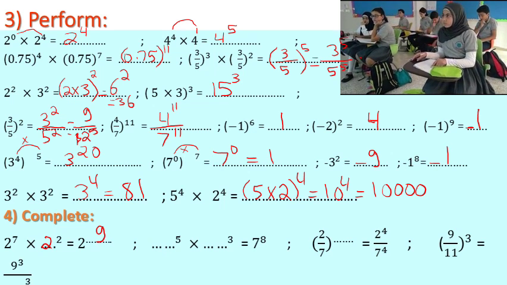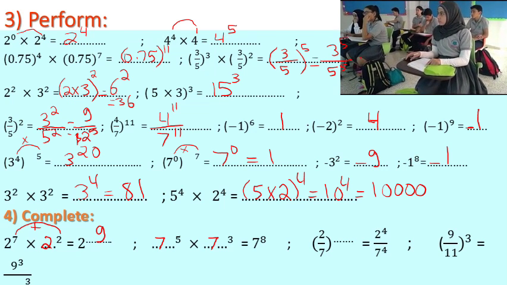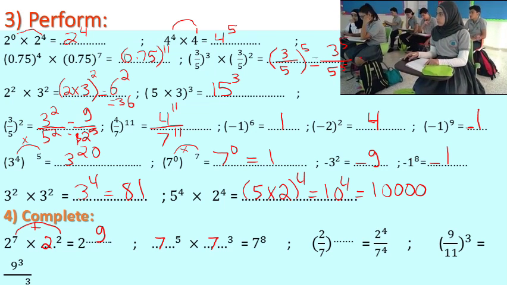How did you get 9, Hassan? We add the powers, 7 plus 2, because we have the same base. Yes, Ali. 7 exponent 5 times 7 exponent 3 is equal to 7 exponent 8. Yes, Badia. 2 over 7 exponent 4.